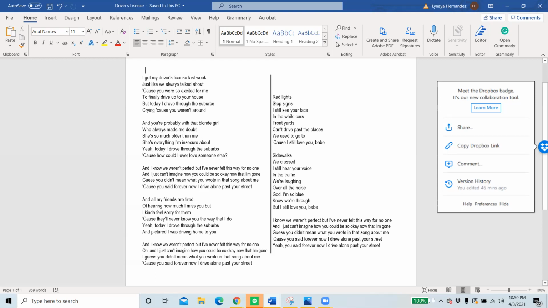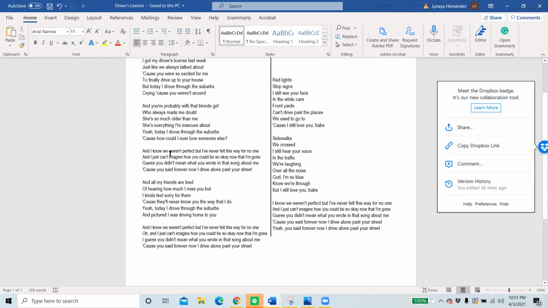Interesting. So she wants to share her major life events with this person and doesn't want to share them with anybody else. That sucks. "And I know we weren't perfect, but I've never felt this way for no one." This is kind of informal language I'm noticing. And informal language makes me think that this person has a comfortable, or used to be really comfortable, relationship with this person because they're speaking really informally. This isn't how you would speak to your teacher, right? "And I just can't imagine how you would be so okay now that I'm gone." So clearly her significant other has moved on. They're okay. She's not.